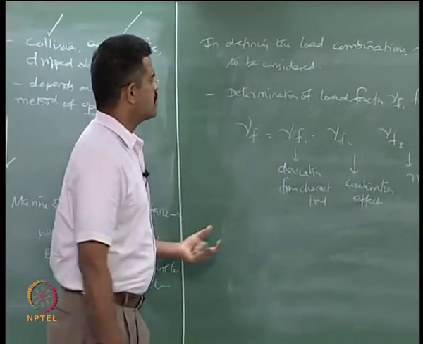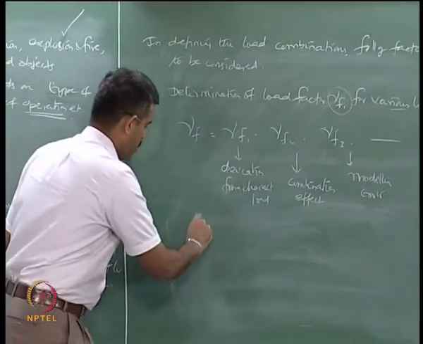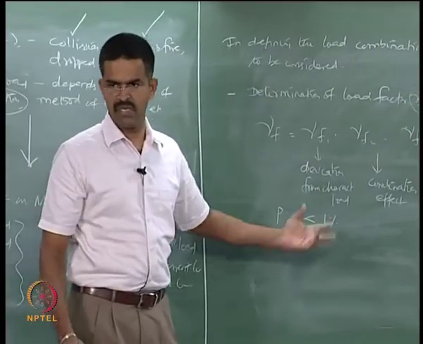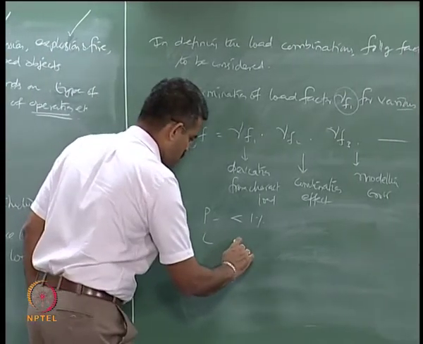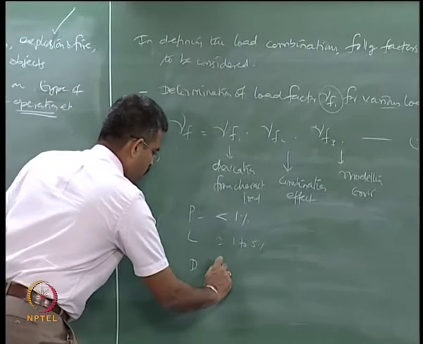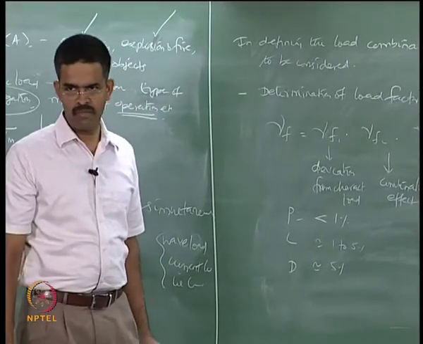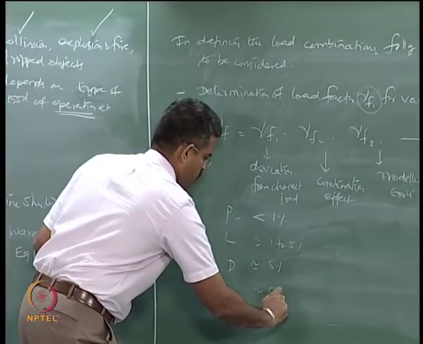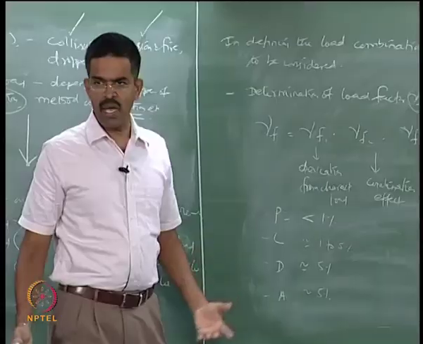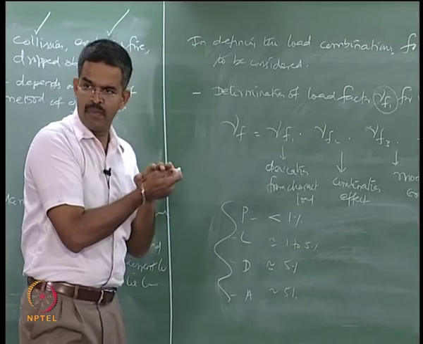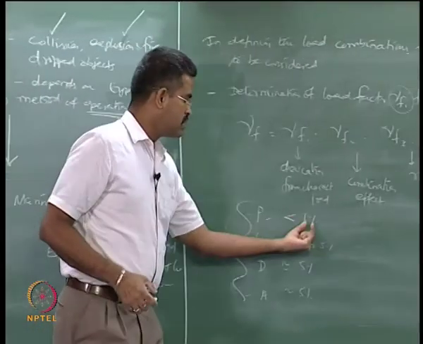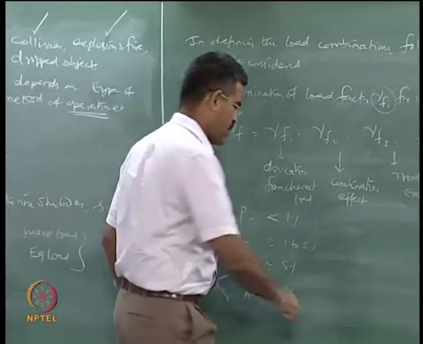So the very difficulty is to determine the load factor gamma F1 for various loads. Just now I said P can have an accuracy of a very high order, so P can have a deviation less than 1%. We are just guessing. Whereas live load can have a variation from 1% to 5%, large variation. And we just now said the deformation loads will have the maximum variation of 5%, and so will accidental loads. So it is very difficult to fix what deviation your load will have. Why? Because all of them are acting together, that is the problem here. We are talking about the combination effect, so it is very difficult to address which deviation you can associate with what kind of load when they are combined.